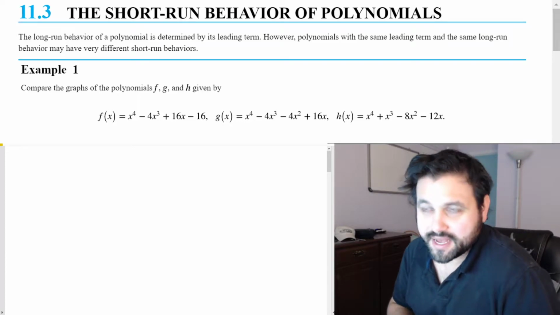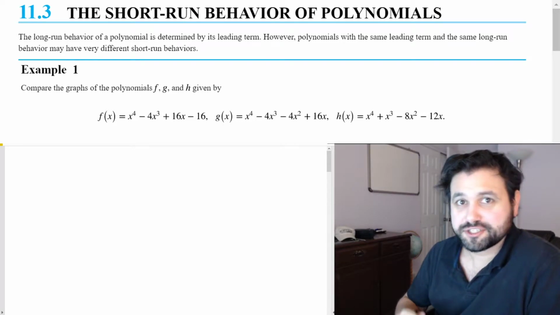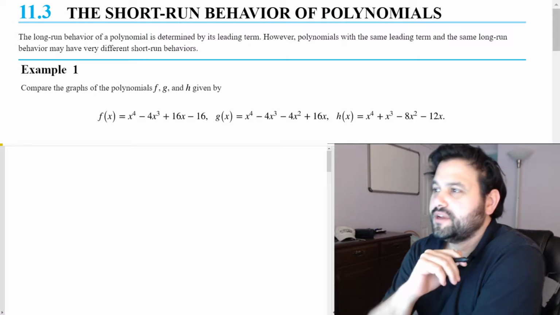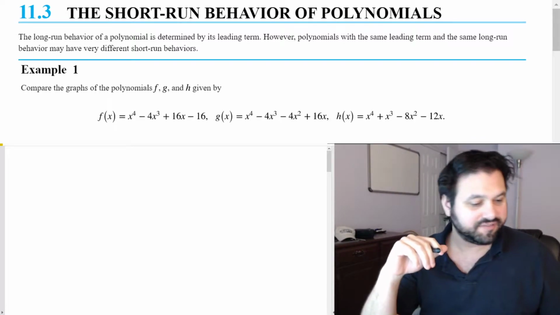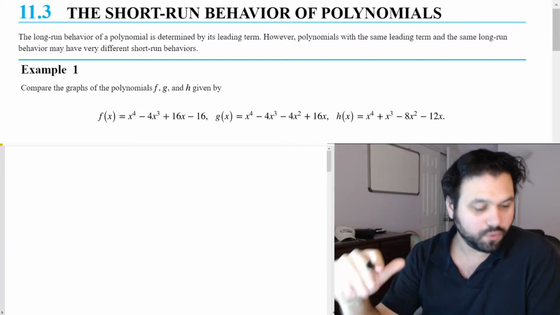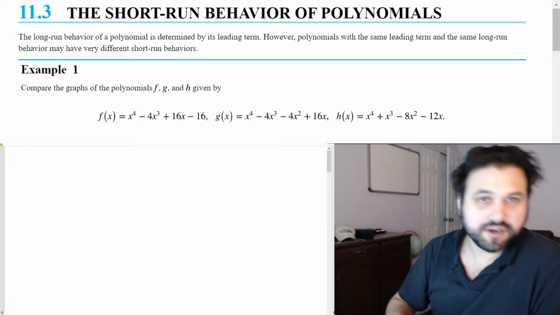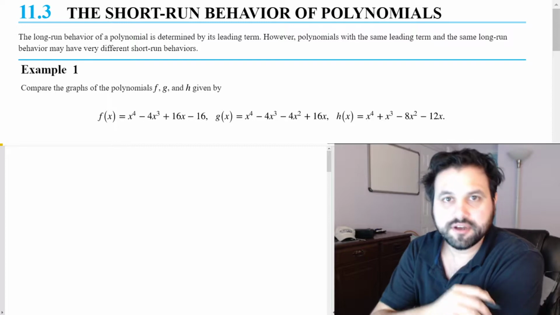Alrighty, welcome back. Hopefully this one goes a little bit smoother than the last one. We are picking up on section 11.3, that's page 451. And we're going to be talking about the short run behavior now of polynomial functions.